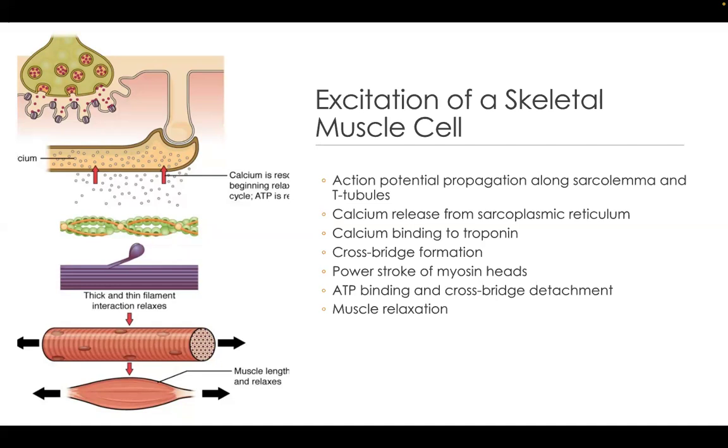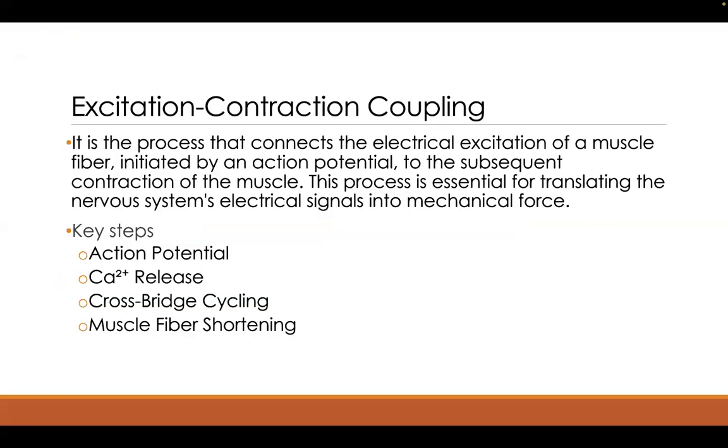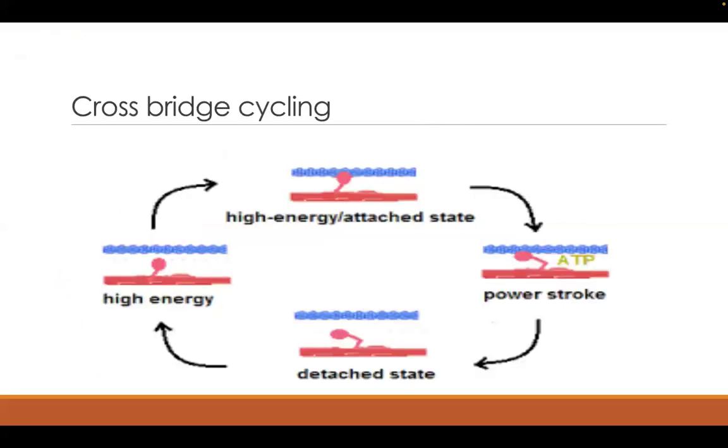So the released calcium that just happened binds to the troponin, a regulatory protein on the thin filaments of the muscle fiber. This binding causes a conformational change in troponin, which moves tropomyosin away from the myosin binding sites on the actin filament. We then have the cross-bridge cycling.